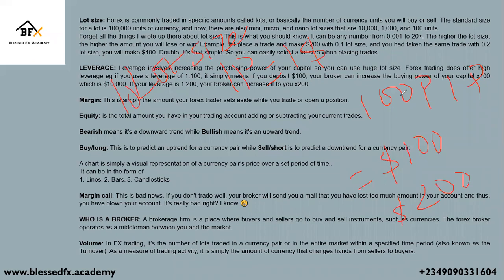You understand? We make $200. I hope that's clear enough. That's a very, very simple example. So that's the function of lot size. It is meant to decide how much you are making per pip. Do you understand? It decides how much you are making per pip.